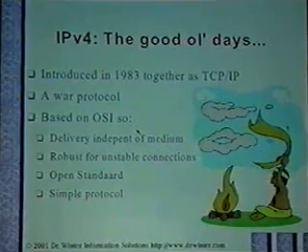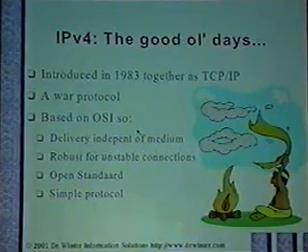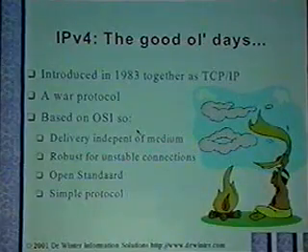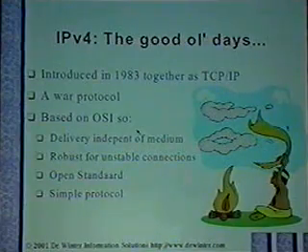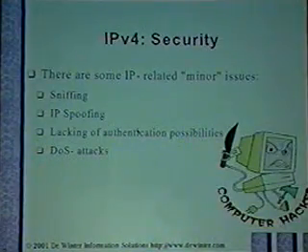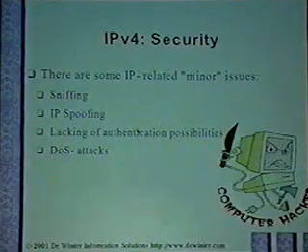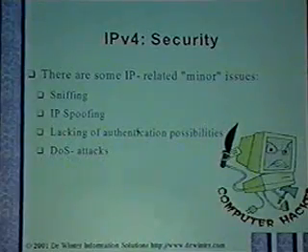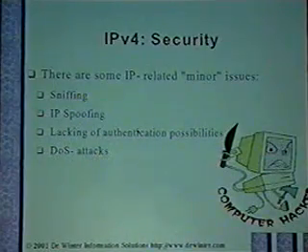And it was based on OSI. No matter what happens, and that is the thing we should remember, data should always get from A to B. Even if a connection fails, there's a different route and you will get there in the end. That is the story basically of IP version 4 on the positive side. The protocol is extremely simple. There are some minor issues with IP version 4, and I should have added ICMP this afternoon actually. Sniffing, IP spoofing, lack of possibilities for authentication, and denial of service attacks.